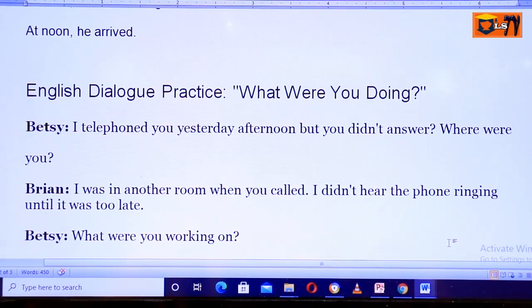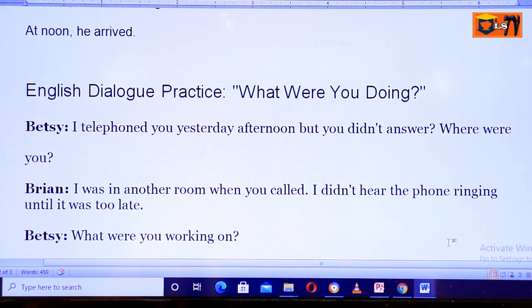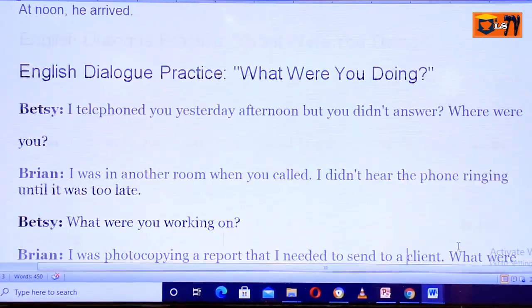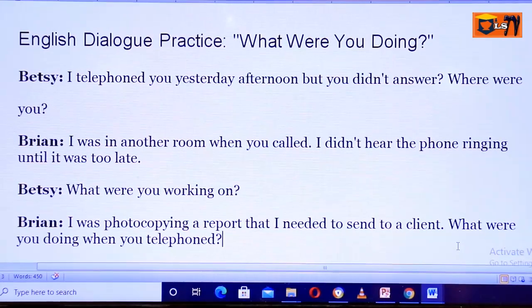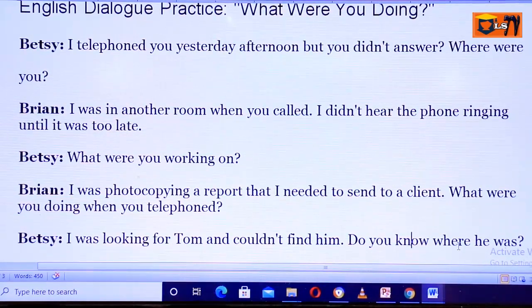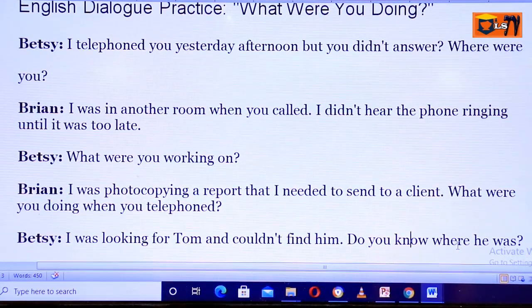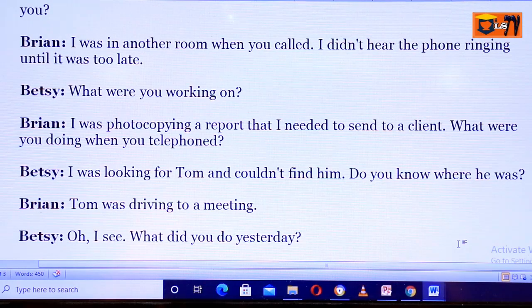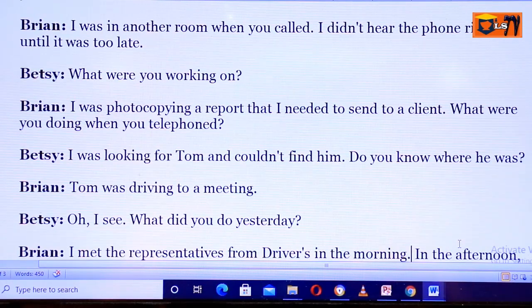What were you doing? I telephoned you yesterday afternoon, but you didn't answer. Where were you? I was in another room when you called. I didn't hear the phone ringing until it was too late. What were you working on? I was photocopying a report that I needed to send to a client. What were you doing when you telephoned? I was looking for Tom and couldn't find him. Do you know where he was? Tom was driving to a meeting.